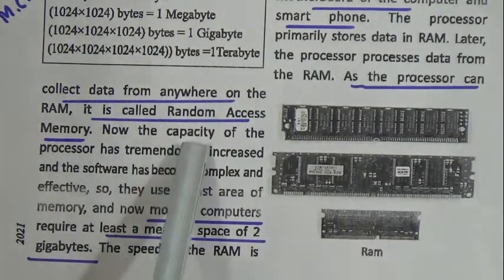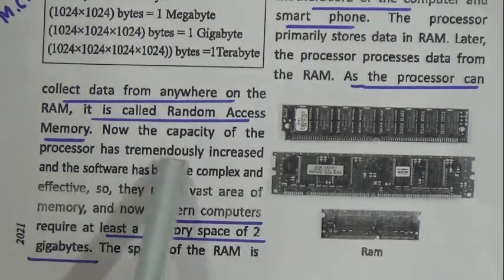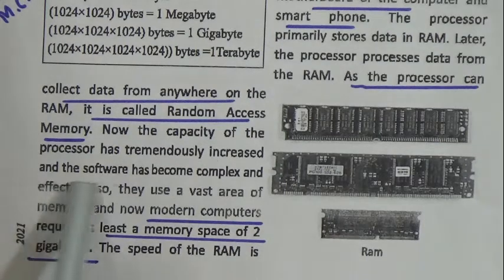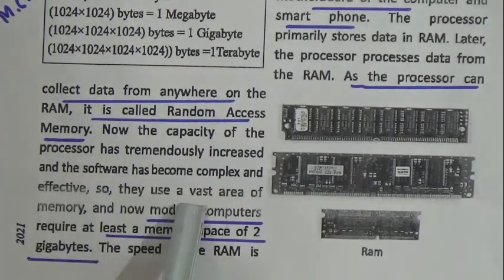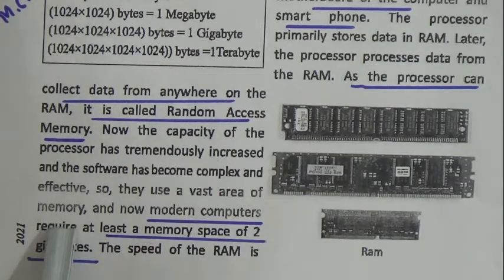Now the capacity of the processor has tremendously increased and the software has become complex and effective. So they use a vast area of memory, and now modern computers require at least a memory space of 2 GB. This is the space modern computers require, 2 GB.